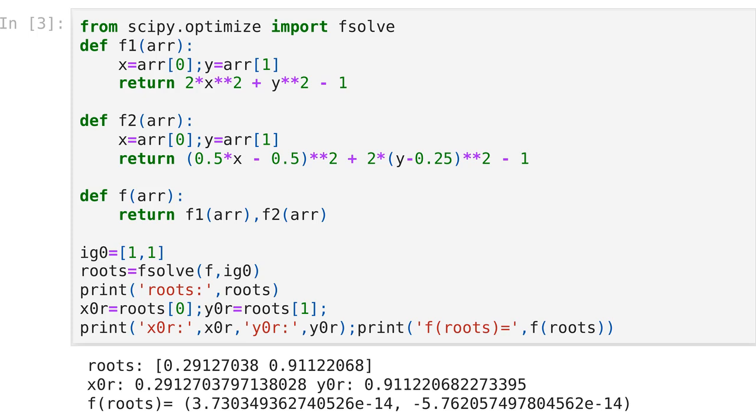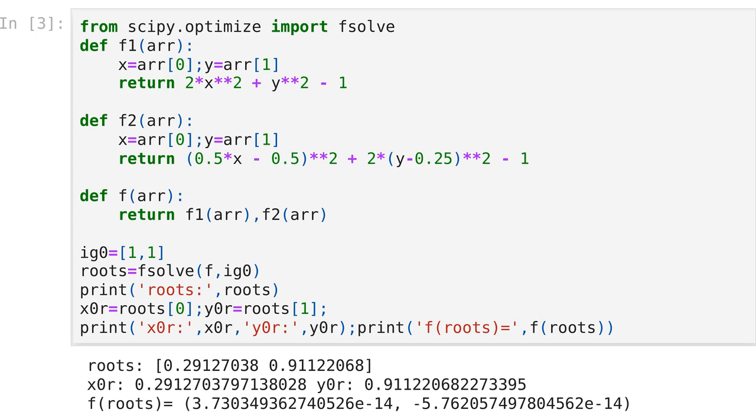The first function, let us call it f1, will take an array containing x and y. It calculates 2 times x squared plus y squared minus 1, which is our first ellipse equation rearranged to equal 0. The second function, f2, similarly takes the x and y array and computes the expression for the second ellipse: 0.5 times (x minus 0.5) squared plus 2 times (y minus 0.25) squared minus 1. Our main function f then returns the results of f1 and f2.